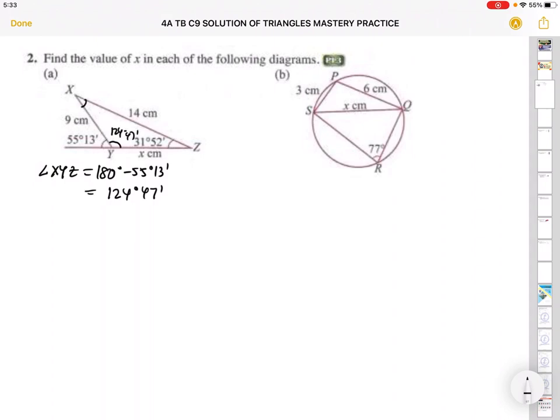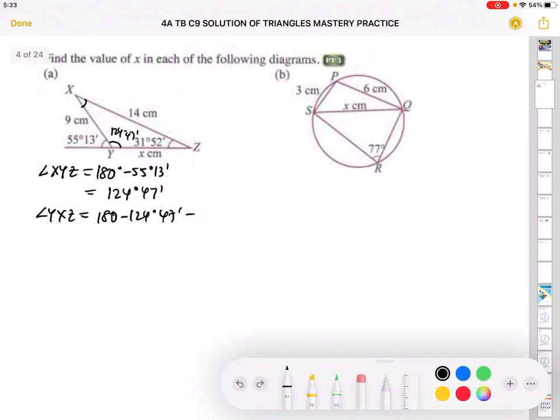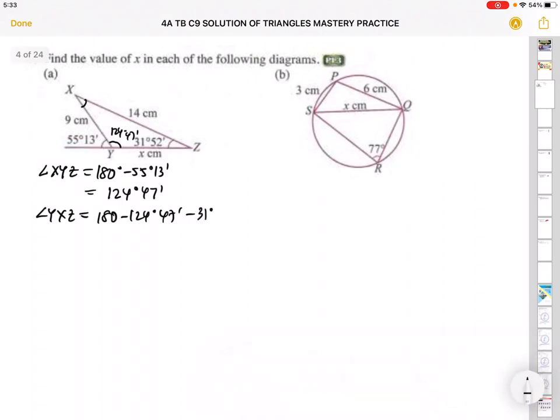To find this angle X, or we say YXZ, is now 180 minus 124 degrees 47 minutes minus 31 degrees 52 minutes. This will give us 23 degrees 21 minutes. Okay, what we are finding is the length of side X.